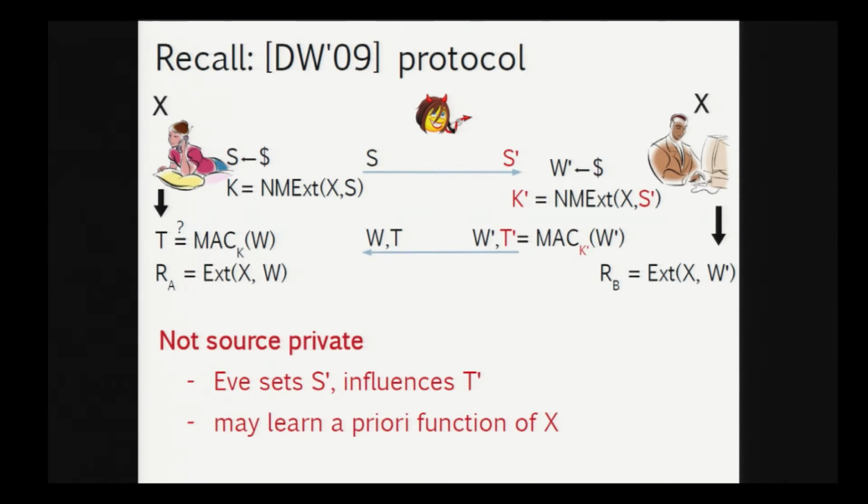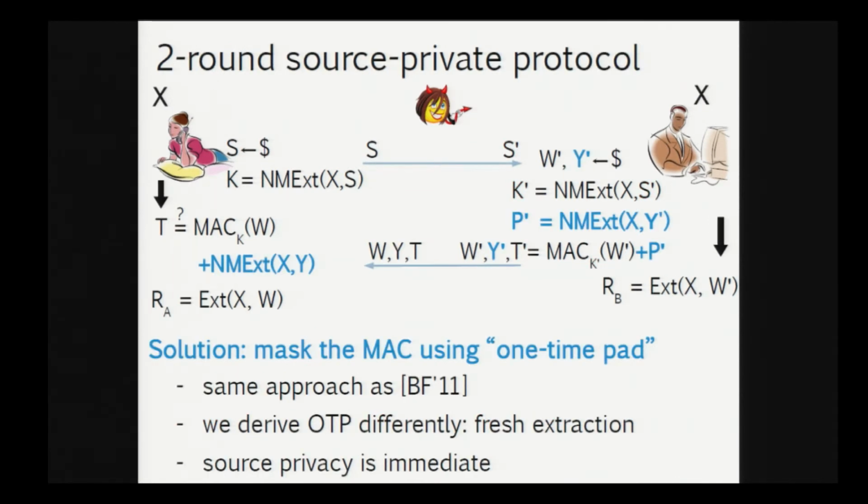Okay, so I'm going to briefly walk through the 2-round protocol. Recall the protocol of Dodis and Wichs that I just mentioned that uses non-malleable extractors. Immediately you can see that this is not a source private protocol because Eve chooses the seed S prime that Bob gets, and therefore she influences the tag T prime that he sends and may learn some information about X. Okay, so the solution here is to mask the MAC that Bob sends using essentially a one-time pad.